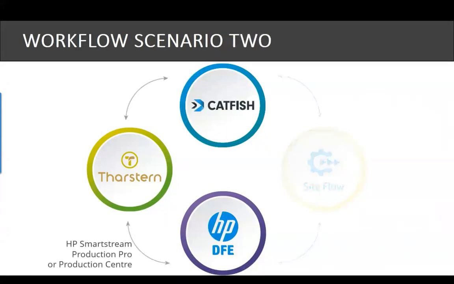We'll also be demonstrating a second scenario, which again is using Catfish with the API, but then Catfish will be driving into Tharstern, and then Tharstern will be interacting directly with the HP DFE as well, just to show the flexibility and the different opportunities that are available to you.